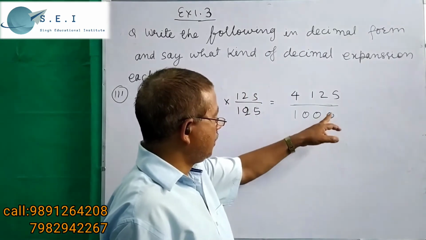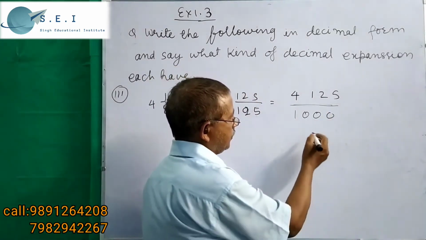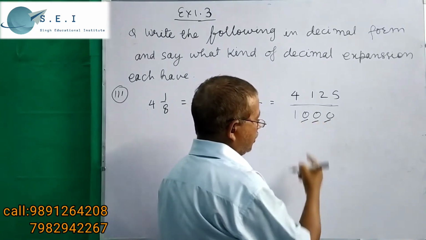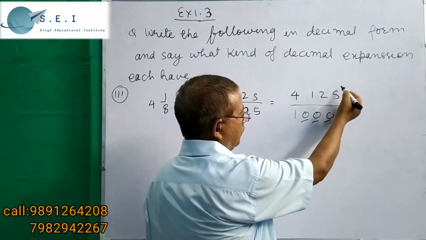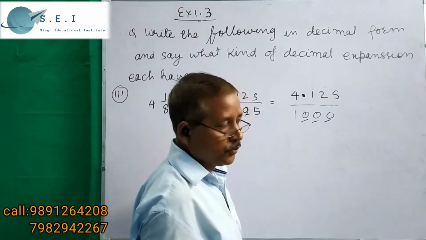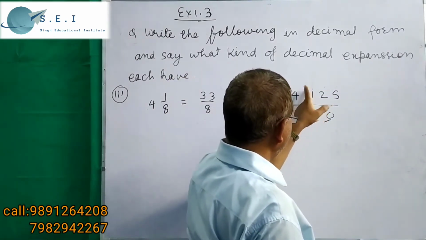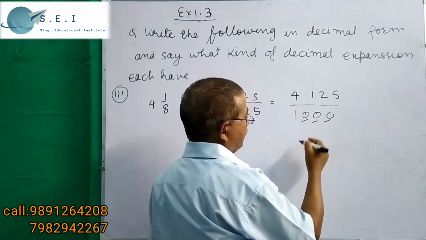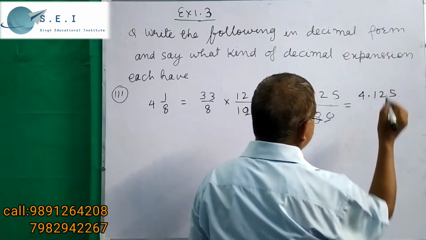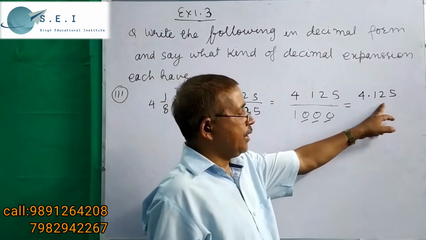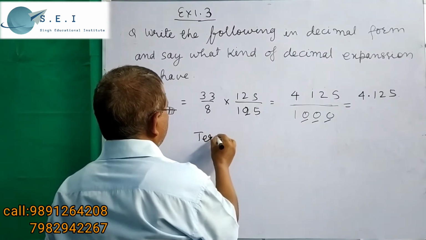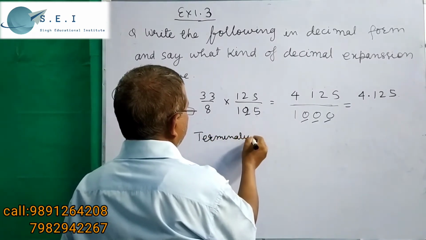Now we can set the decimal by counting the number of 0s after 1 in the denominator. Here the number of 0s is 3. So leave 3 digits from the right and put the decimal here. So 1000 will be eliminated and the answer is 4.125. This 4.125 is a terminating decimal. The type of decimal is terminating decimal.